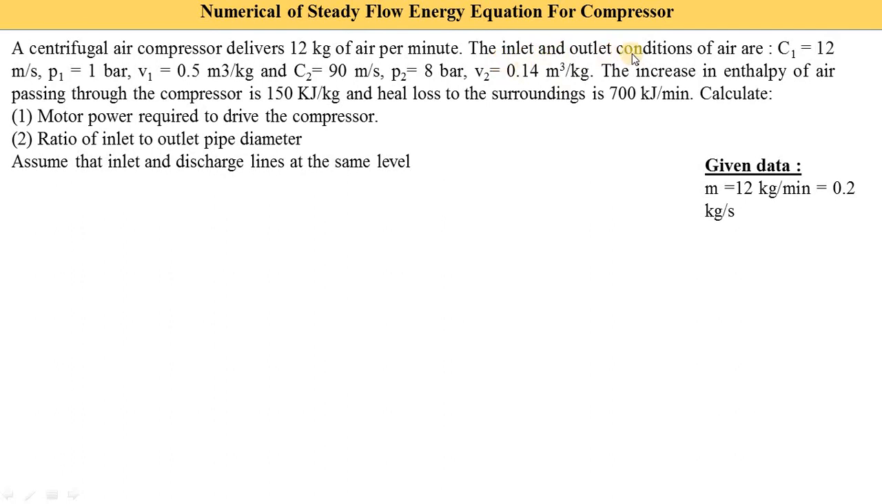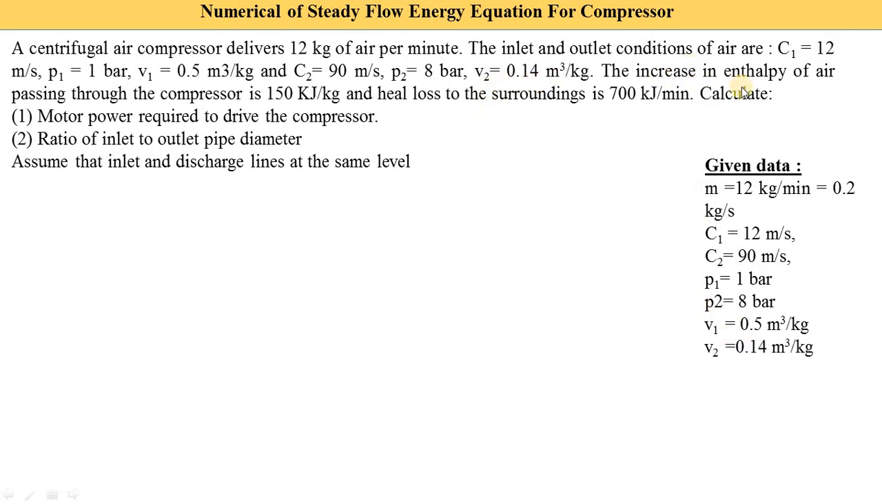The inlet and outlet conditions of air are C1, the velocity at the inlet, is equal to 12 meter per second, so here we mention in given data C1 is 12 meter per second. P1 is 1 bar, V1 is 0.5 meter cube per kg, C2 is 90 meter per second, so here I wrote C2 is 90 meter per second. Then P1 is 1 bar, P2 is given 8 bar. Then V1 is given 0.5 meter cube per kg, V2 is given 0.14 meter cube per kg.